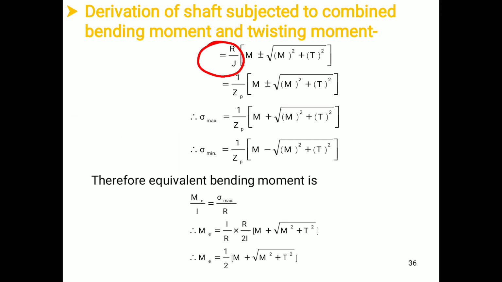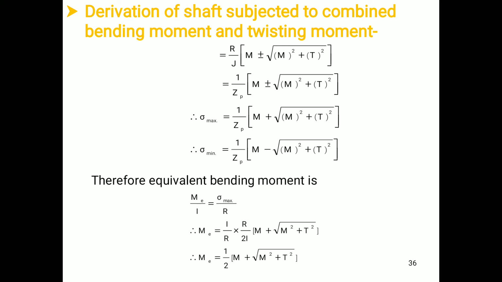Therefore we will have sigma maximum equal to 1 upon Zp into bracket M plus under root of M square plus T square. For the maximum value you use the positive sign, whereas for the minimum value of sigma we have 1 upon Zp into bracket M minus under root of M square plus T square. So those are the values of principal stresses, one maximum and one minimum.